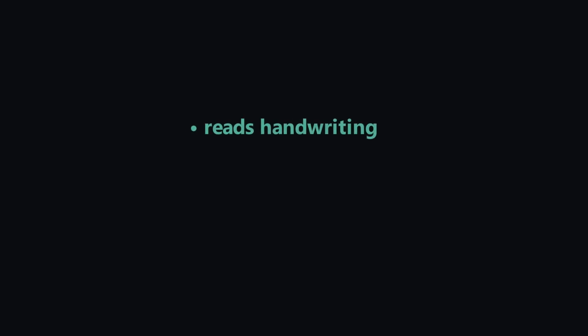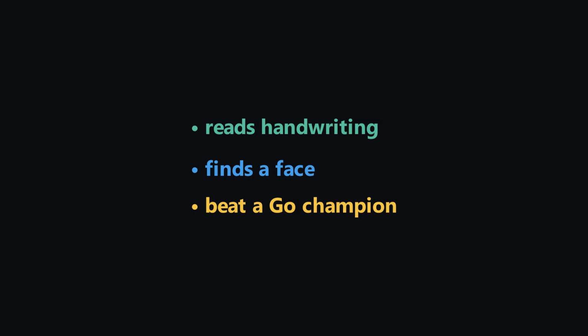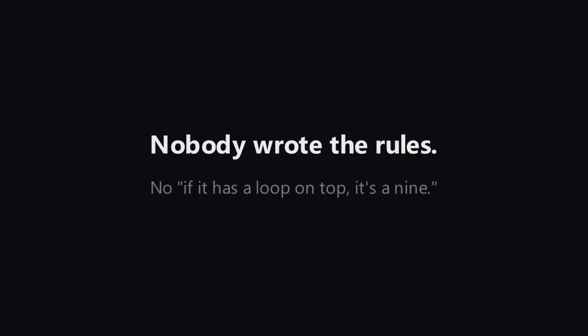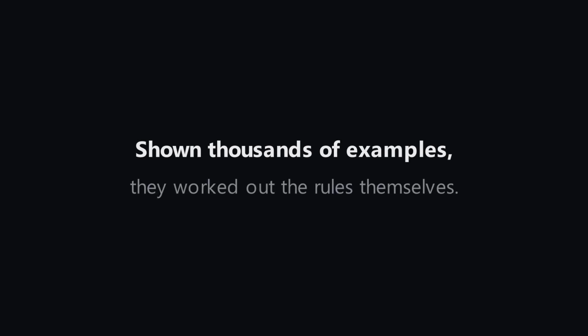This network reads your handwriting. This one finds a friend's face in a photo. This one beat one of the best Go players alive. Nobody wrote the rules for any of them. No programmer typed, if it has a loop on top, it's a 9. Instead, these systems were shown thousands of examples, and they worked out the rules themselves.